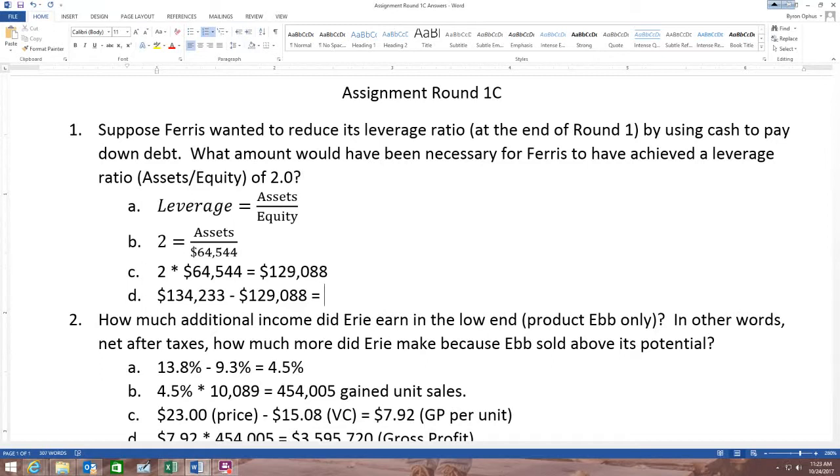So 233 minus 129,088 equals 5,145,000. Let's make that a dollar sign instead of a percentage. There we go. Sorry, that's what I should have done to complete it. So that's how much we'd have had to pay it down by, is $5 million. We could have used $5 million of our cash to pay down debt, current or long term, and that wouldn't make any difference in terms of the ratio we're looking at.